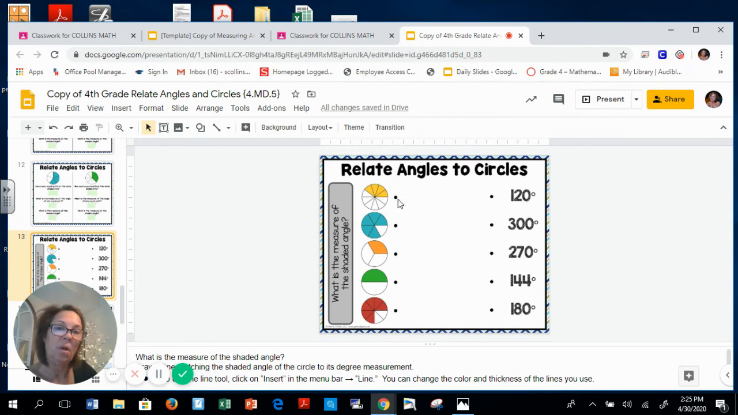Here, they're wanting you to match. So, for example, this green one, I know that a whole circle is 360 degrees. That is half of the circle. Half of 360 is 180. So that's where I would draw that line.